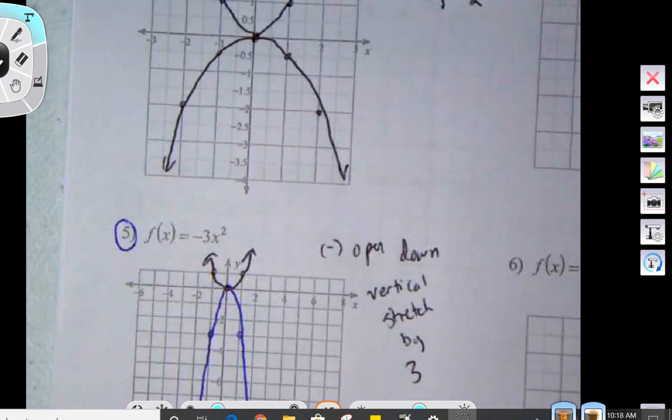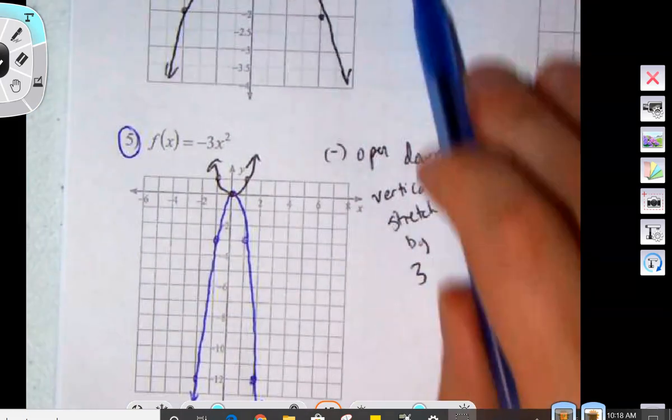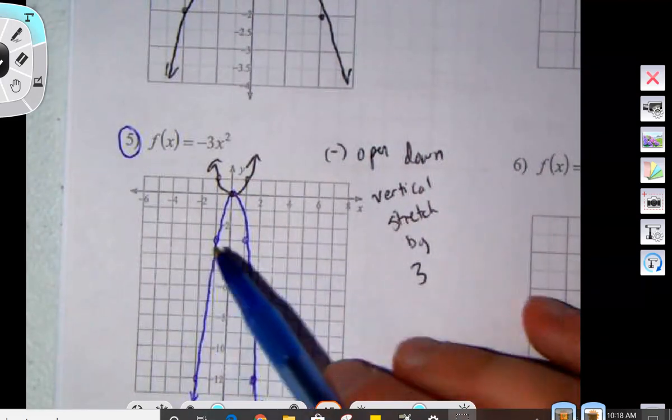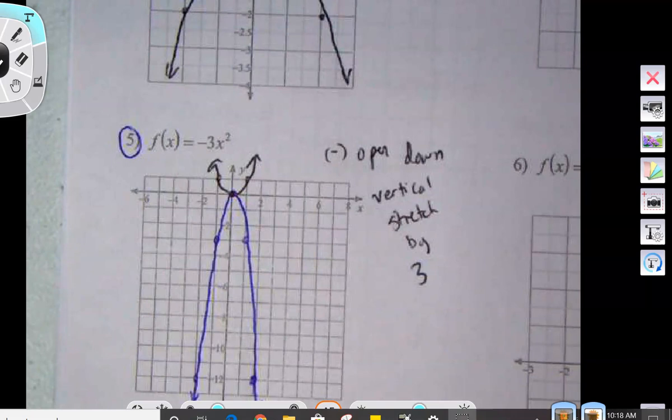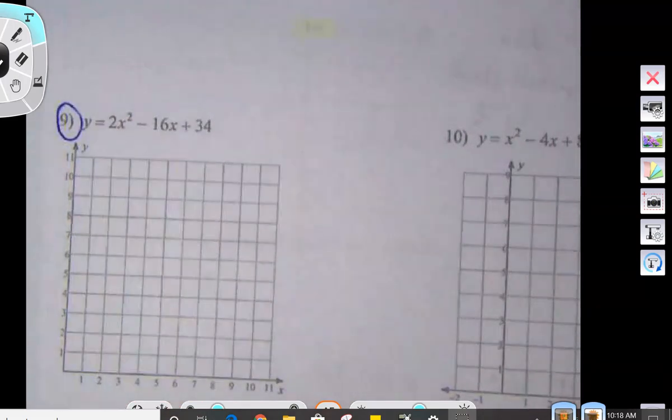So again, the directions on the front only said to graph the parent, graph the new, and compare. So the negative opens down, the vertical stretch of 3, and make sure you have all of those points on your parabola. Okay, so there's the first page. Again, you are welcome to skip ahead if there are certain ones. I'm not going to do all of them, but I have a good amount that I'm going to do.